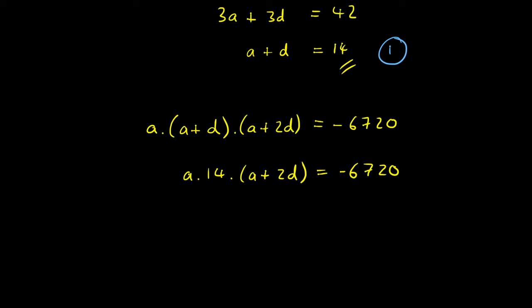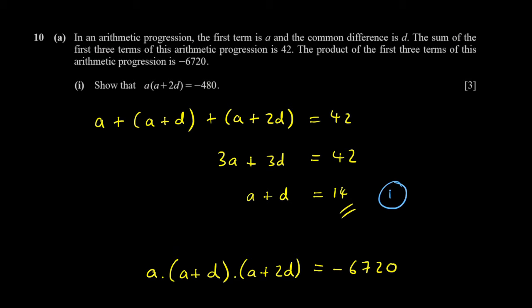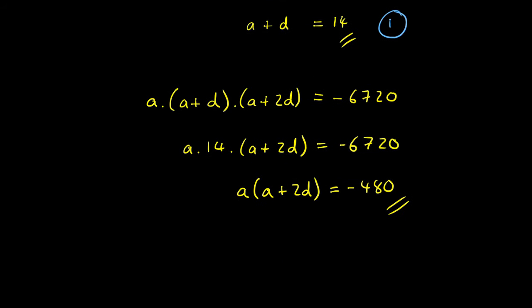And I'd be very surprised if negative 6720 doesn't divide by 14. So 6720 in my calculator divided by 14, bam, 480. So I get A bracket A plus 2D is equal to negative 480. All right, now let's see. That's what we were asked to show. Okay, so I'm going to call that equation 2.